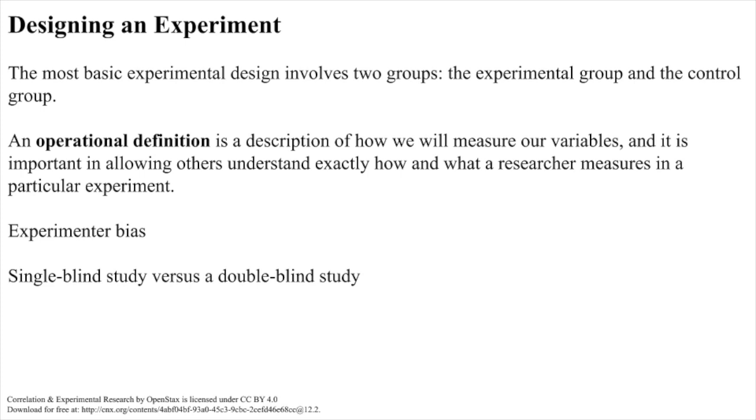We also need to precisely define or operationalize what is considered violent and non-violent. An operational definition is a description of how we will measure our variables, and it is important in allowing others to understand exactly how and what a researcher measures in a particular experiment. In operationalizing violent behavior, we might choose to count only physical acts, like kicking or punching, as instances of this behavior. Or we also may choose to include angry verbal exchanges.